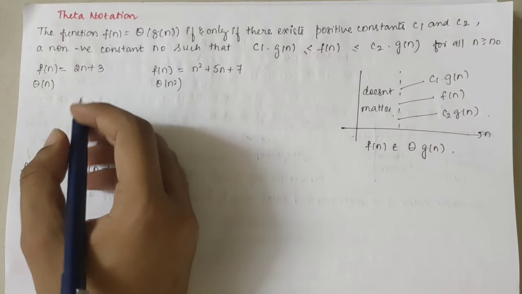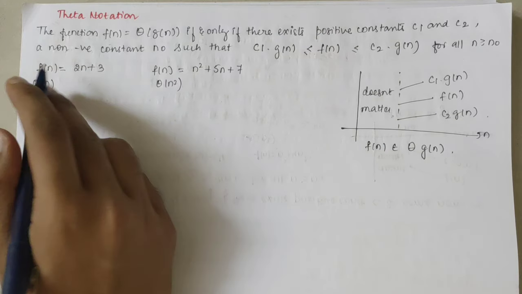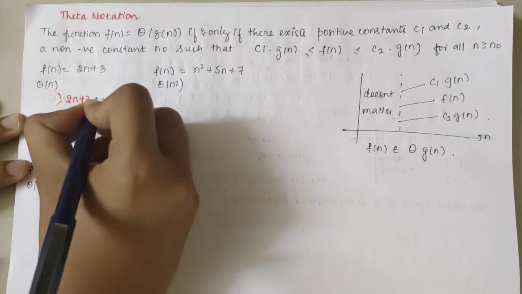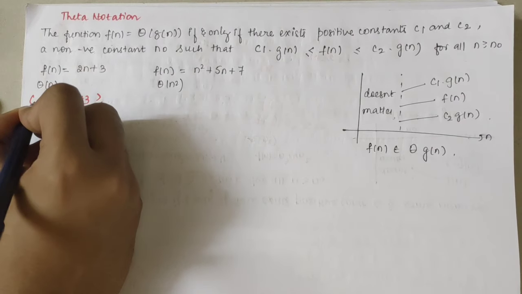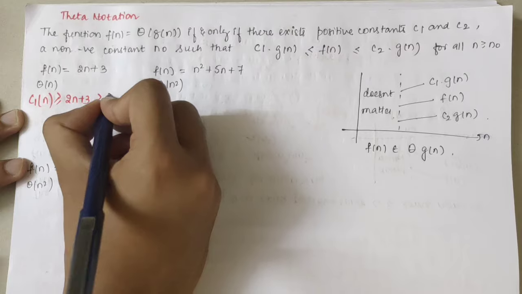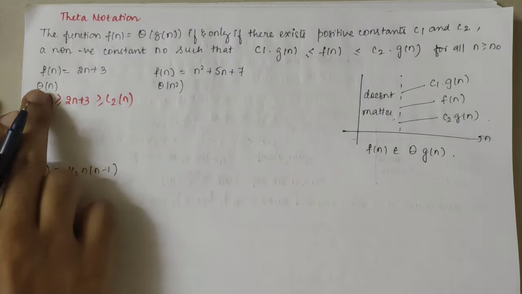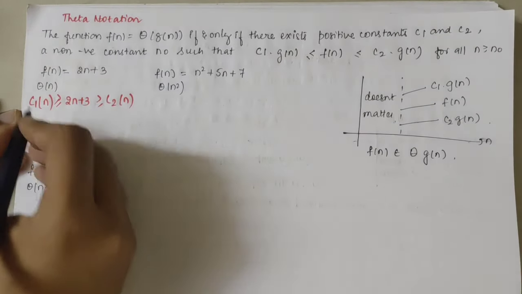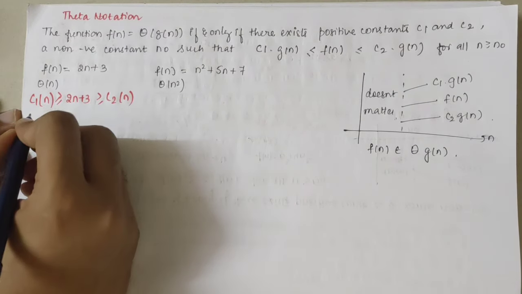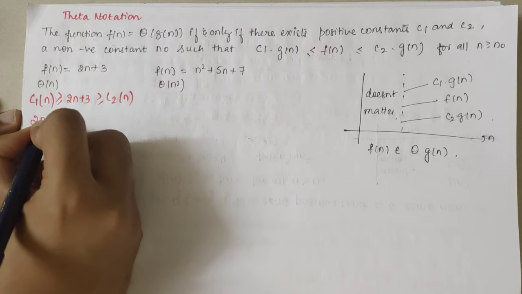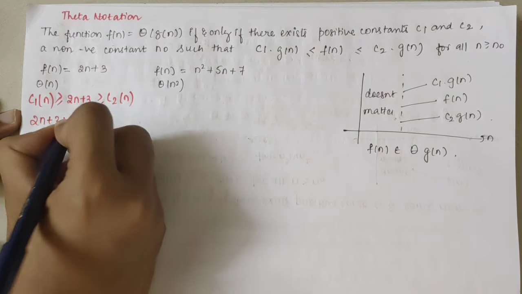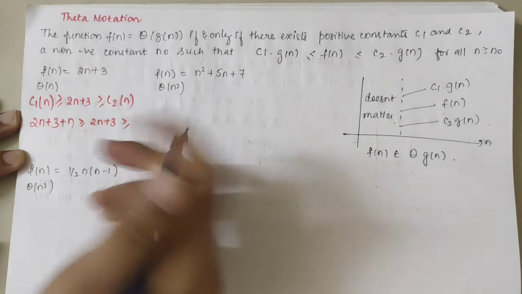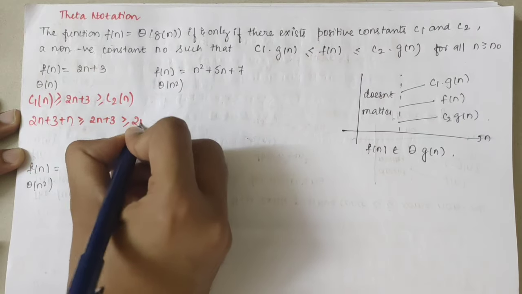So f of n is equal to 2n plus 3. That's the same example, 2n plus 3 and theta of n. So I'll write 2n plus 3 here. Firstly it has to be greater than c1 of n and c2 of n, right? Theta of n they have asked. So c1 of n, c2 of n, this condition should be satisfied. In order to satisfy this condition, I'll take c1 of n as 2n plus 3 plus n. And in order to satisfy the c2 condition, I'll take just 2n.